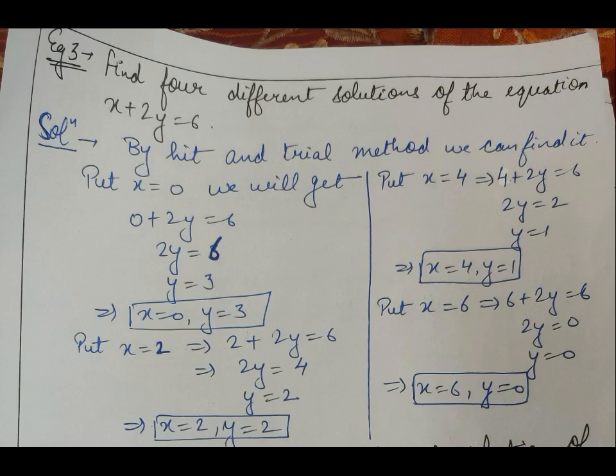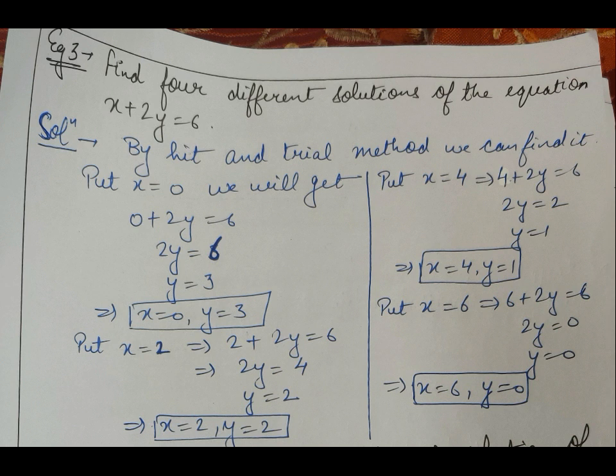Then come to next example, that is, we have to find 4 different solutions of the equation x plus 2y equals 6. Now by hit and trial method we can find it. So first we are putting in the equation x as 0. Then we'll get 0 plus 2y equals 6. Now value of y will be 3 from here. So our first solution is x equals 0, then y equals 3.